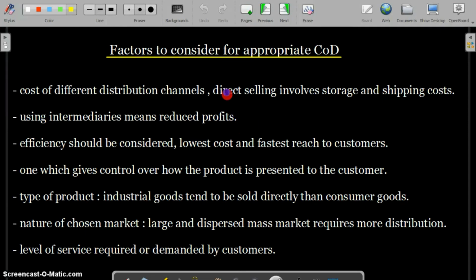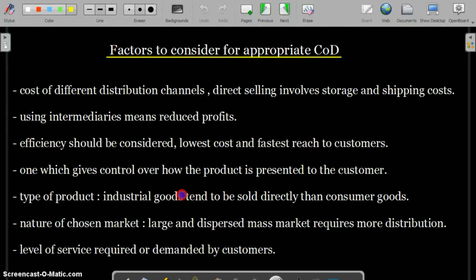So you have to make a compromise between them based on the particular market you are using, the type of product, and the level of service required. Then efficiency should be considered: lowest cost and fastest reach to customers. So you have to make a compromise somewhere.